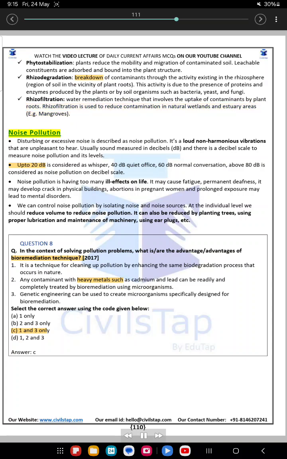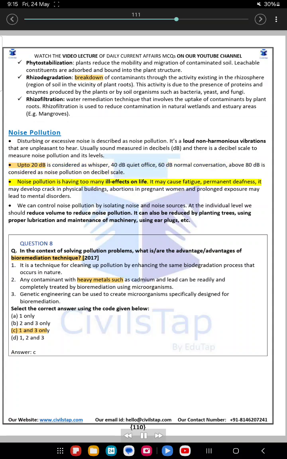Noise pollution. Disturbing or excessive noise is described as noise pollution. It's loud, non-harmonious vibrations that are unpleasant to hear. Usually sound is measured in decibels, dB, and there is a decibel scale to measure noise pollution and its levels. Up to 20 decibels is considered a whisper, 40 decibels a quiet office, 60 decibels normal conversation, and above 80 decibels is considered noise pollution on the decibel scale.